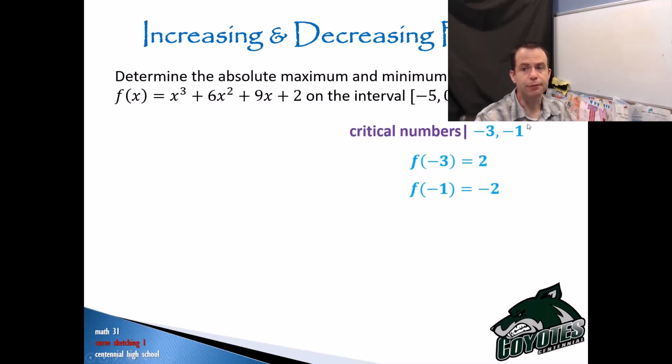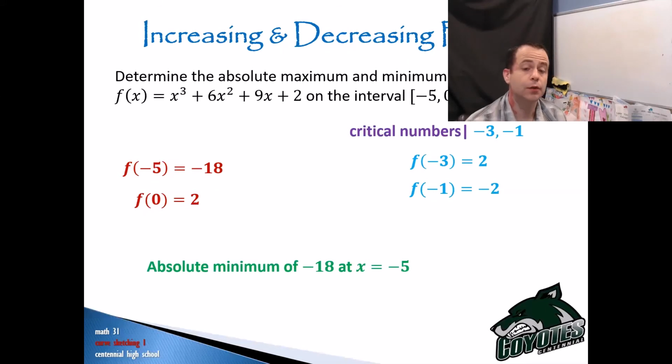My critical numbers were at -3 and -1, and I already knew that that was the point -3, 2 and -1, -2. I'm now going to figure out f of -5 and f of 0. So f of -5 is -18, and f of 0 was 2. So I have an absolute minimum of -18 at x equals -5. Because when I looked at all of these, I've got y values of -18, of 2, and of -2. -18 is my absolute lowest point. So I know that that's my absolute minimum, okay?